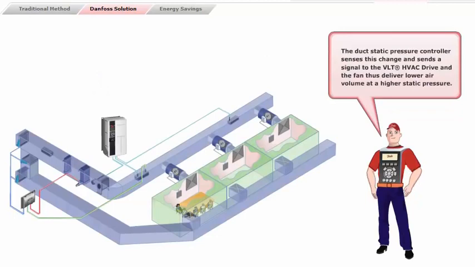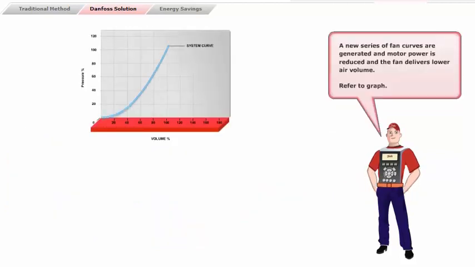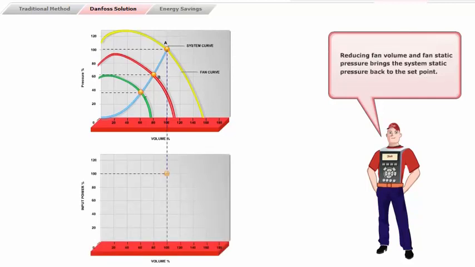The duct static pressure controller senses this change and sends a signal to the VLT HVAC drive, and the fan thus delivers lower air volume at a higher static pressure. A new series of fan curves is generated, motor power is reduced, and the fan delivers lower air volume. Refer to the graph. Reducing fan volume and fan static pressure brings the system static pressure back to the set point.